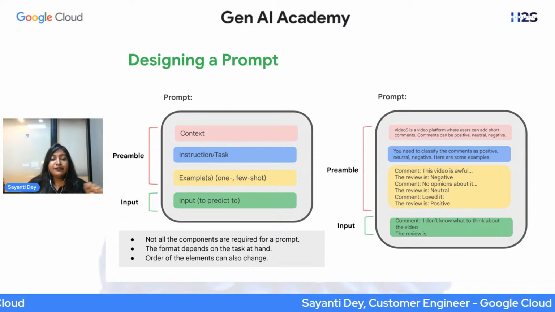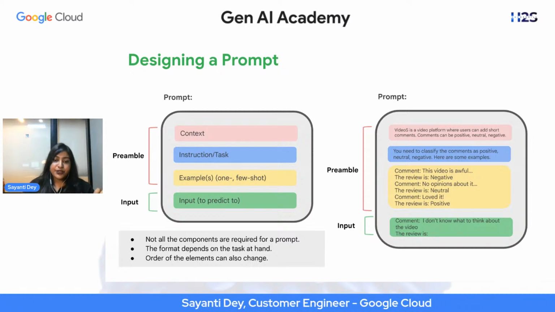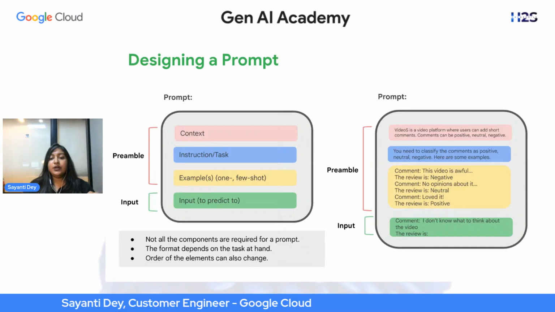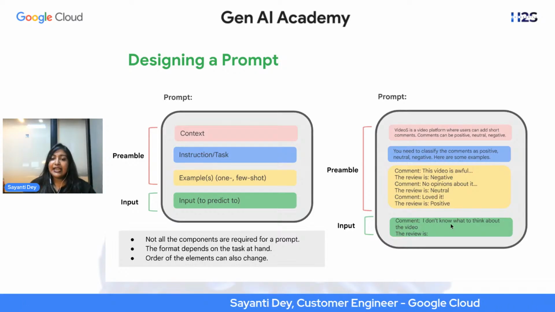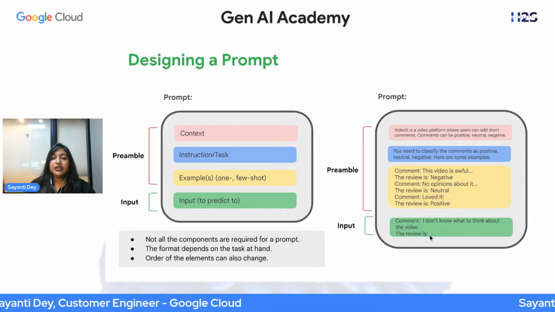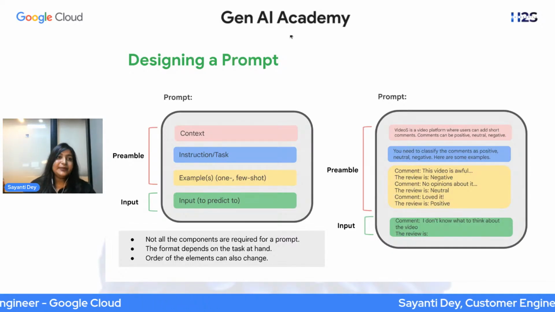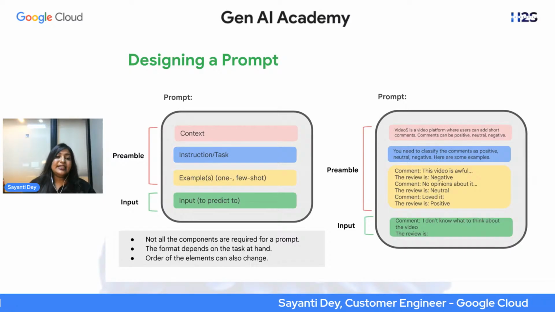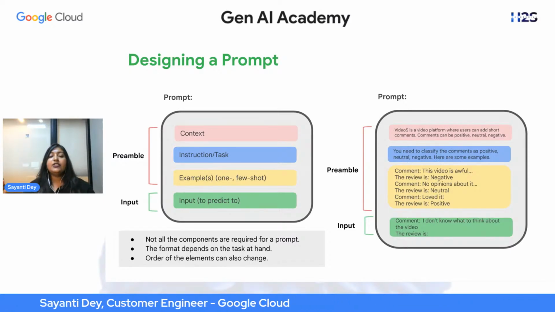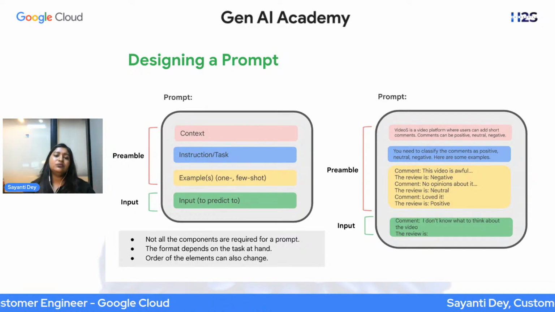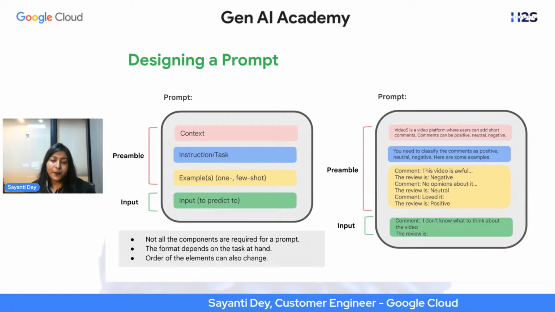And finally, what you give is your input, right, that the model needs to give you a response for. So here I'm saying, this is my input. The comment is, I don't know what to think about the video, and the model is supposed to answer me what kind of review this is, right? Now this is how, generally, we can approach it. There are multiple other components to it. We will go through them one by one, but this is a general structure that we can refer to, right?